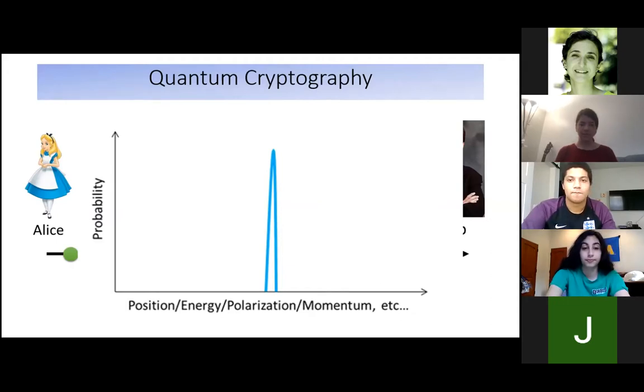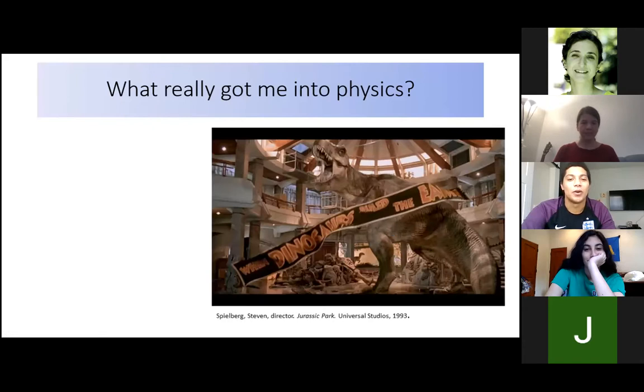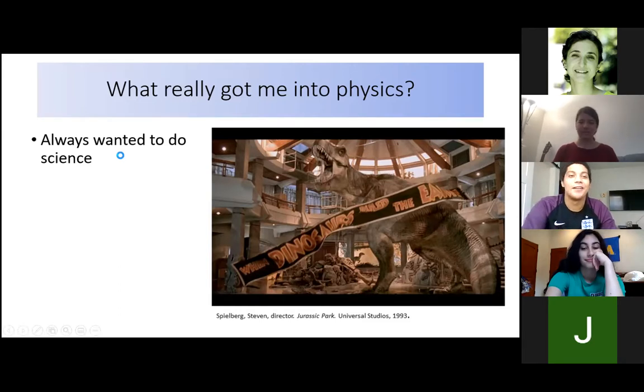Great. So the second part was kind of the professional development side. I didn't really know what to put for this slide, so I just put pictures of the lab and of our new campus at Illinois. So what really got me into physics, I guess, ever since I was really little, I knew I always wanted to do science. I was obsessed with Jurassic Park as a little kid, not very atypical of a little 5-year-old to be obsessed with dinosaurs. I wanted to be a paleontologist.